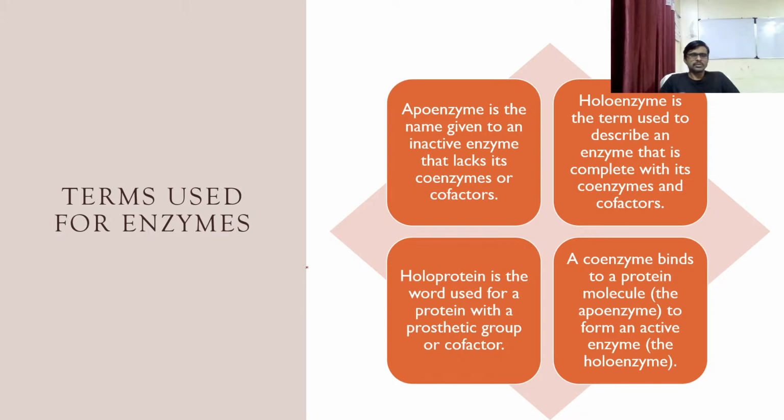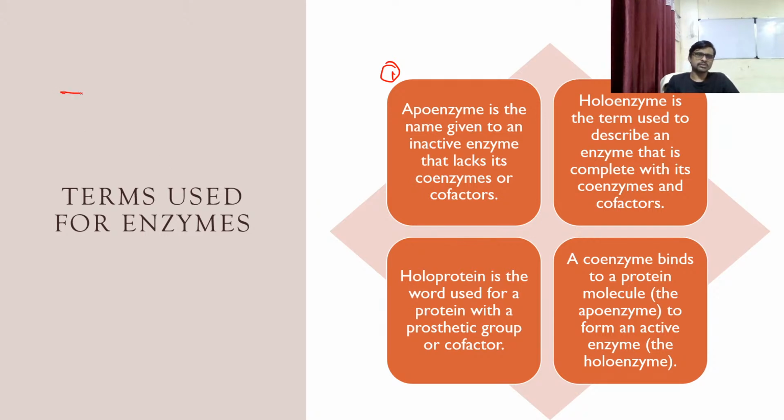So the terms which are used for enzymes: the first term is apoenzyme. What are apoenzymes? Apoenzyme is the name given to an inactive enzyme that lacks its coenzyme or cofactor.